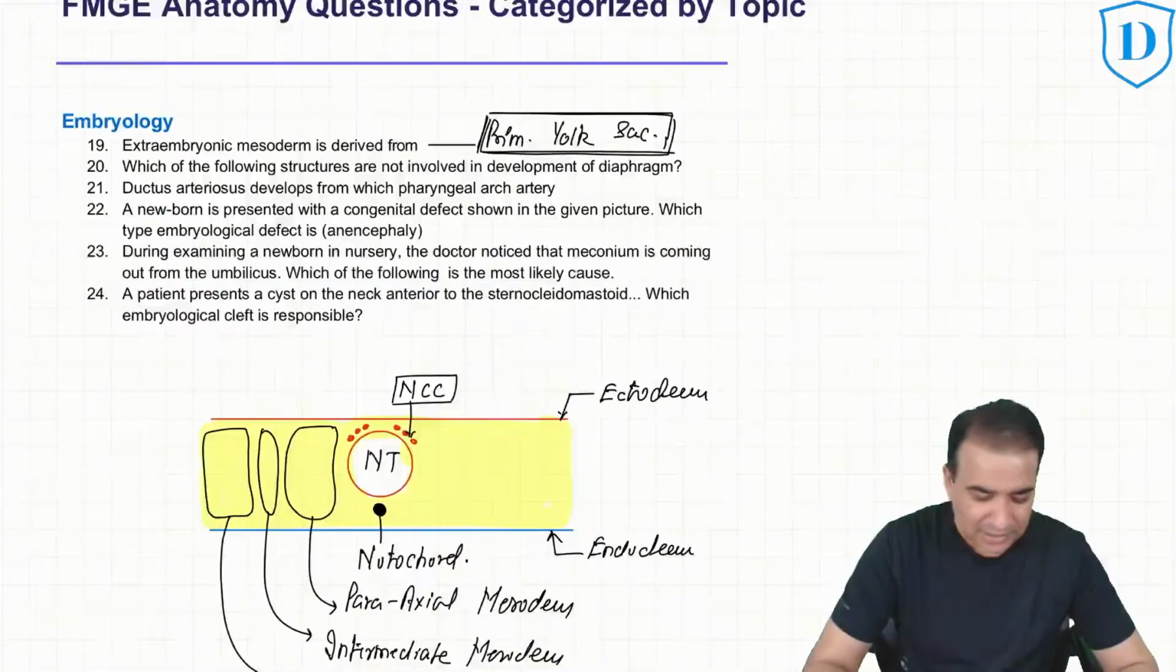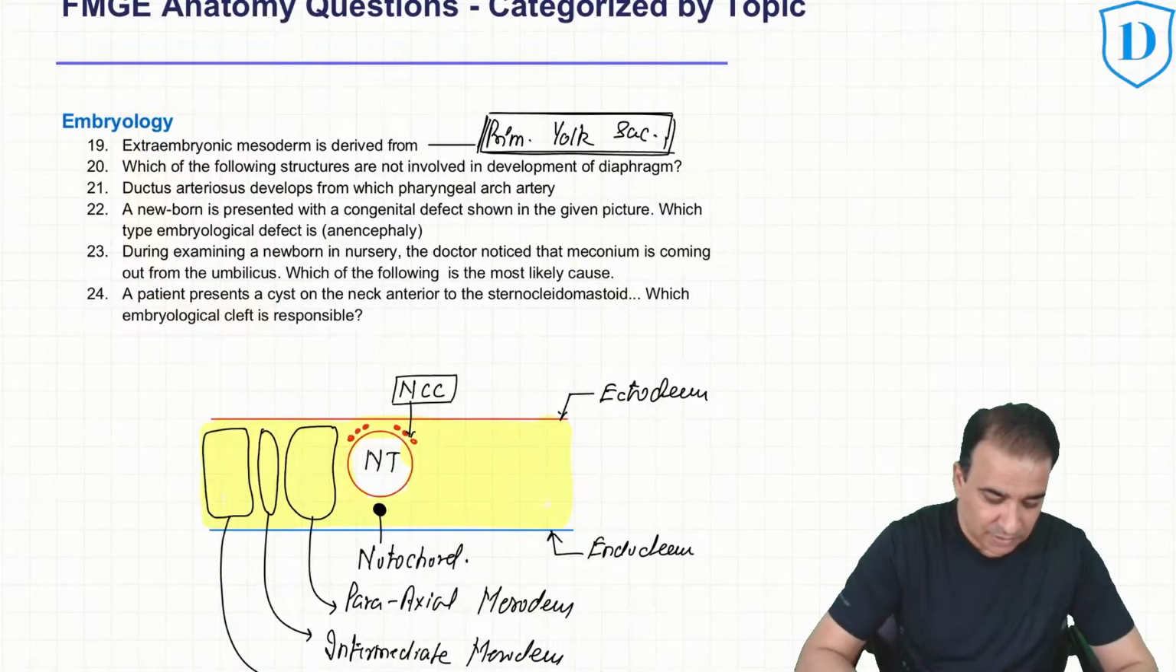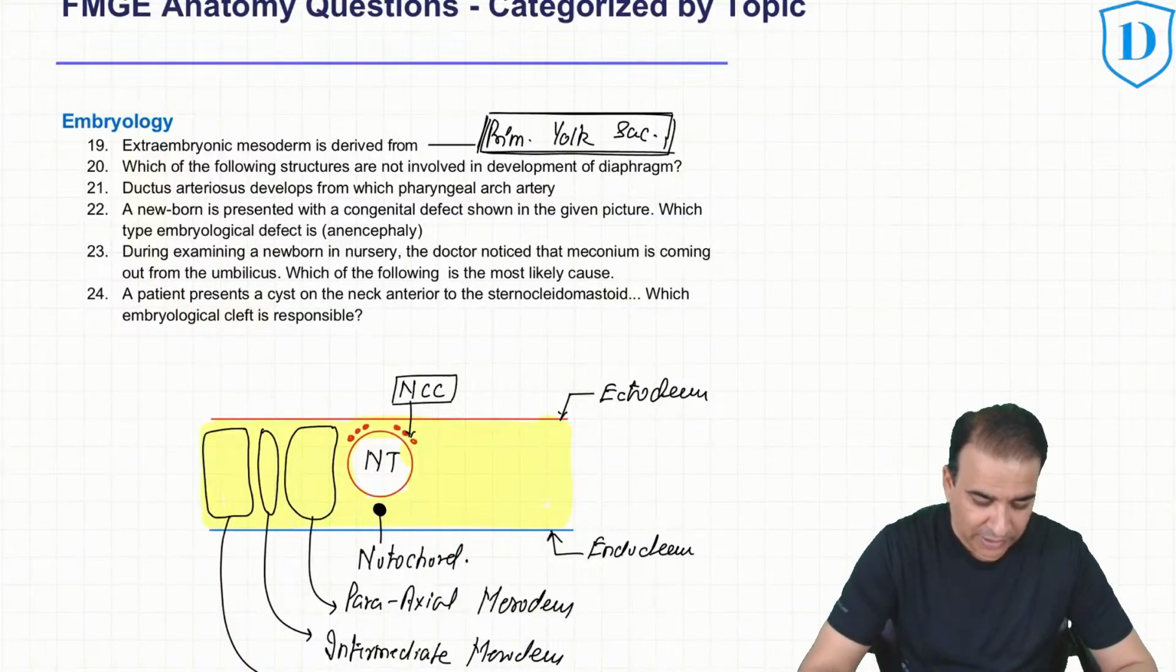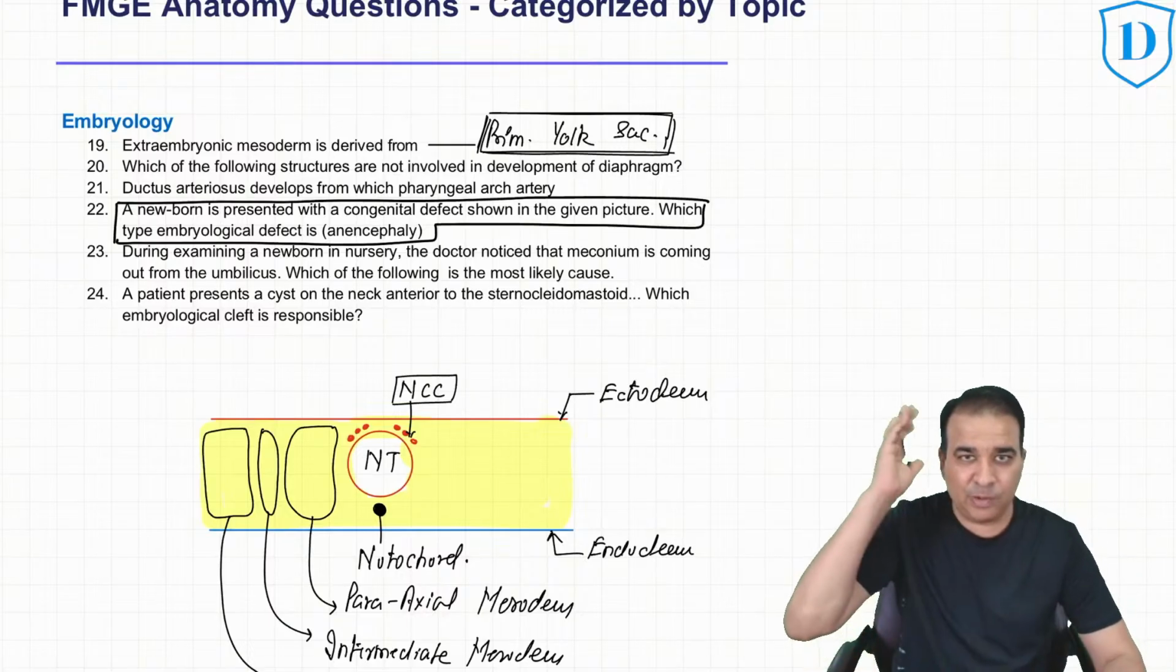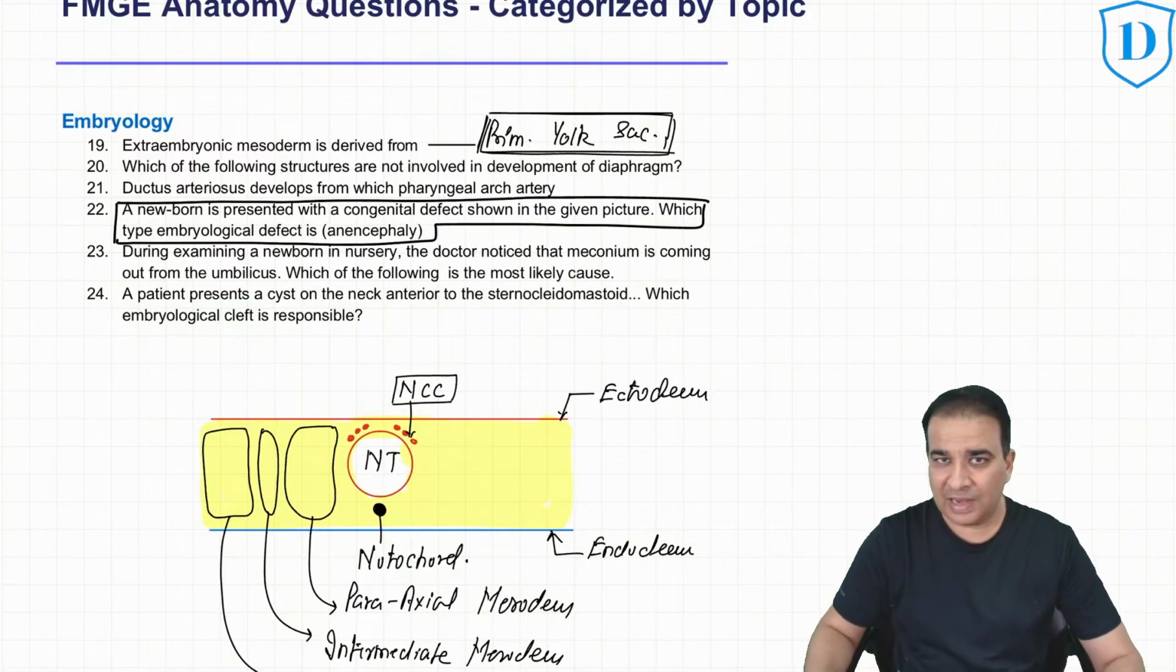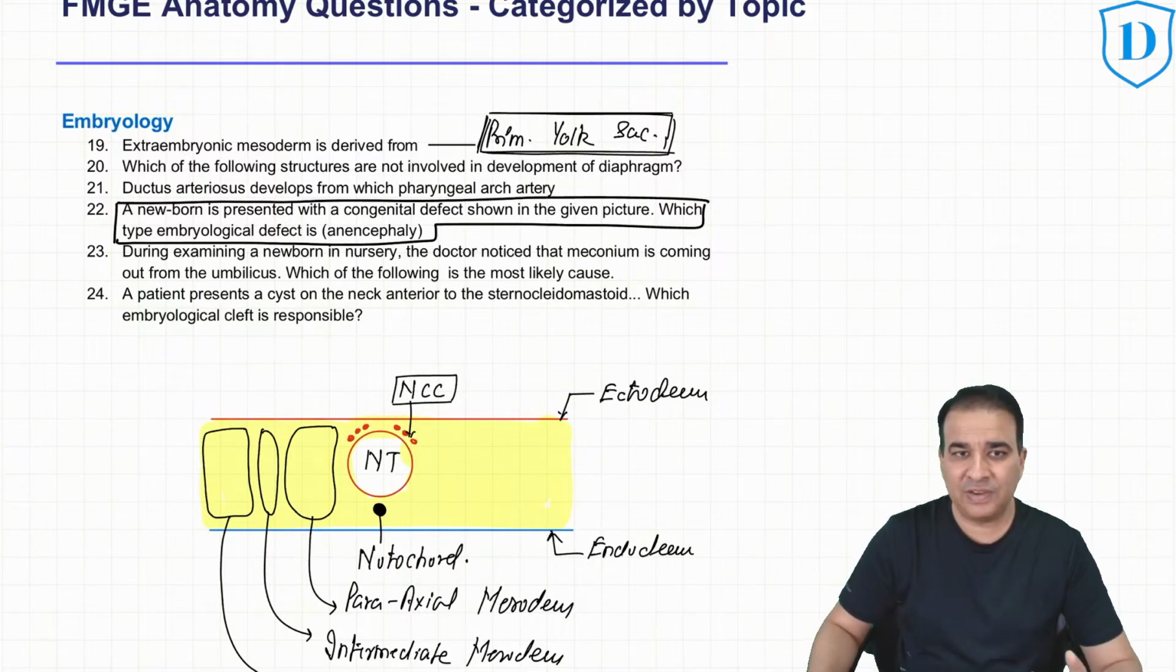चलिए, ये तो हुआ regarding the tube part here. There was a question asked about a newborn present with a congenital defect shown in the given picture. Actually, anencephaly का image दिया हुआ, guys, head develop नहीं हुआ ठीक से. That is a picture of the anencephaly, and the question was which type of embryological defect is that.